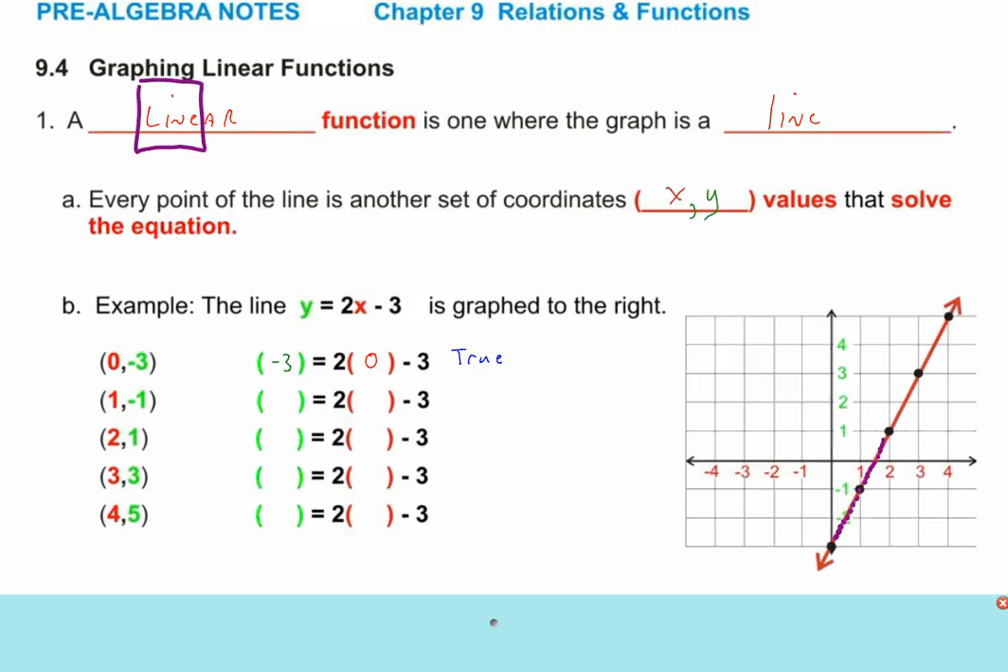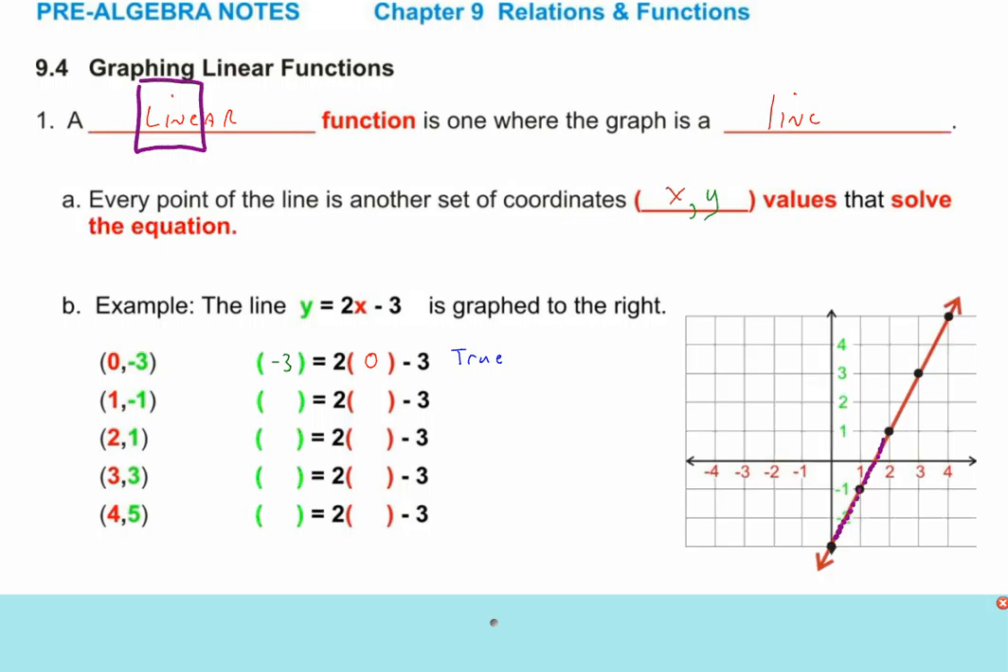Anytime you put the x coordinate and the y coordinate of a point into the function, and you end up with the left side equaling the right side, then that point is a point on the line. This is a key concept. Very important. That point is a point on the line. And sure enough, the point 0, -3 is a point on the line.